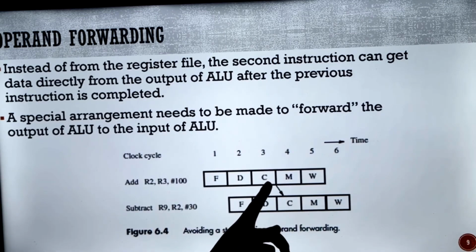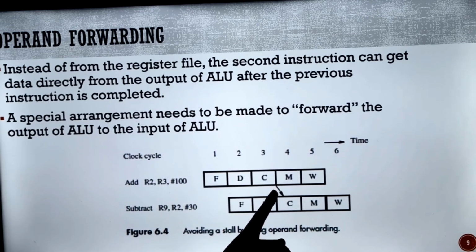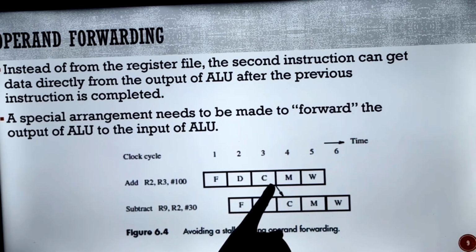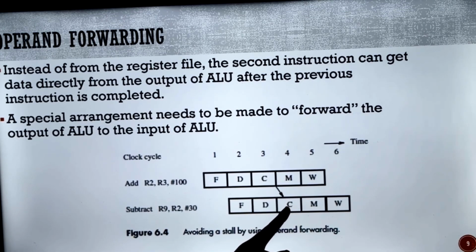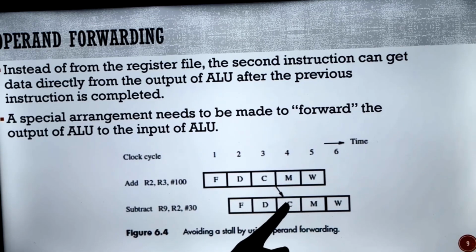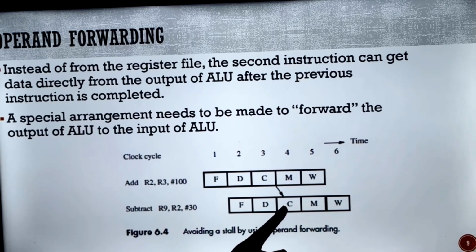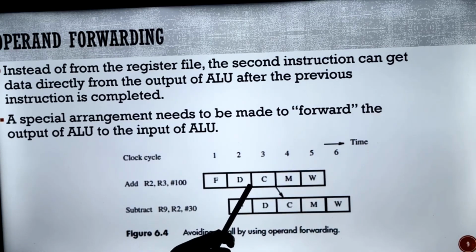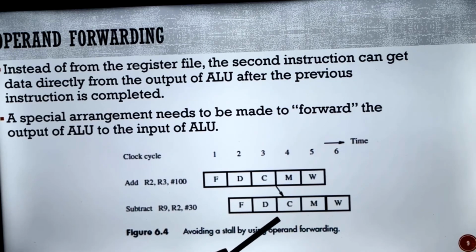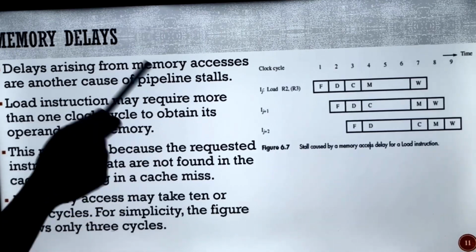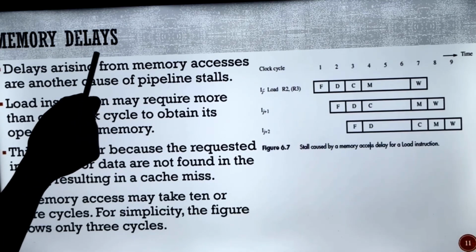From here, if you can make a shortcut bridge so that once you have computed the value, you just forward the value to the second instruction, you understood that? Instead of waiting till write, you have computed it, so just forward this value to your second instruction so that it can execute the program. Fine. If we can make a shortcut bridge like that, then our problem will be solved. This is how we can solve the data hazard issues. Fine. Now we'll go for the second type of hazard. The second type of hazard is called memory hazards or memory delays.